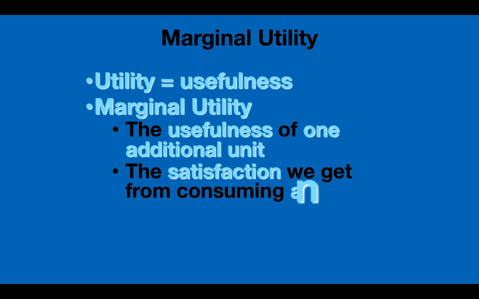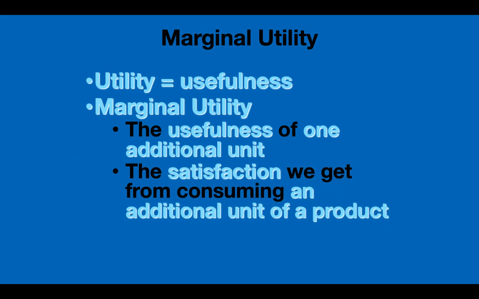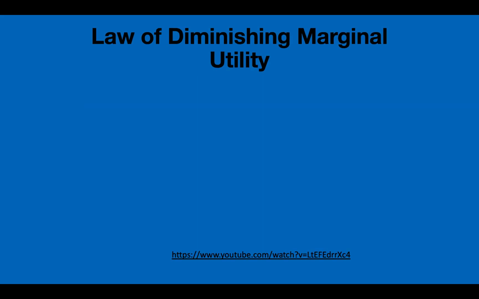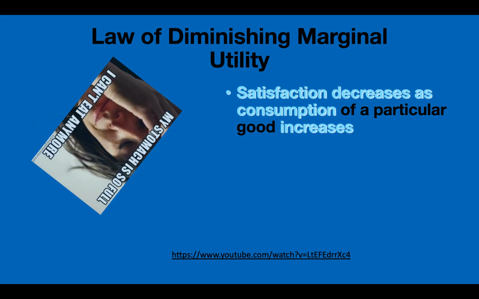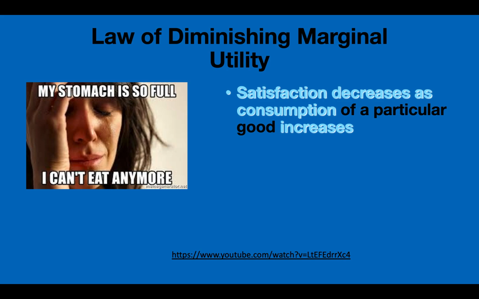All right, so that utility is the satisfaction that we get from consuming one additional unit of a product. Now, the law of diminishing marginal utility basically says that as you consume one more thing, your satisfaction starts to go down. That first bite isn't as good as the 10th bite or the 20th bite of something, essentially. And at some point, if you're at a restaurant, you get full, right?